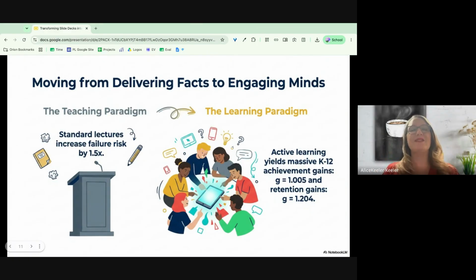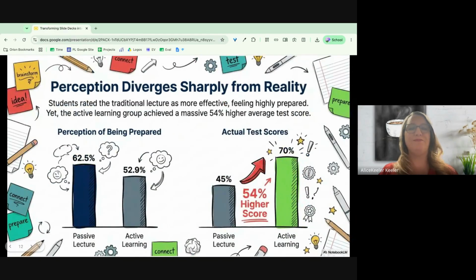All right, so what is active learning? We are moving away from just delivering facts to really engaging students in critical thinking, and the research shows that does improve learning. I did link to one research article already. We obviously did not read that together, but it is there for you to look at later. I have other research articles in that Notebook LM where you can look at the whole article and see that I didn't make this stuff up. I did let Notebook LM make me these graphics because they're pretty fun.